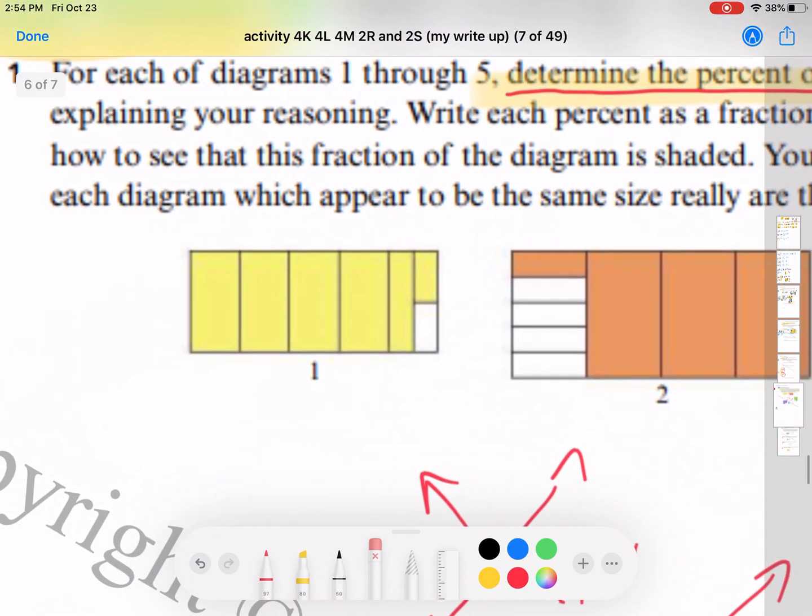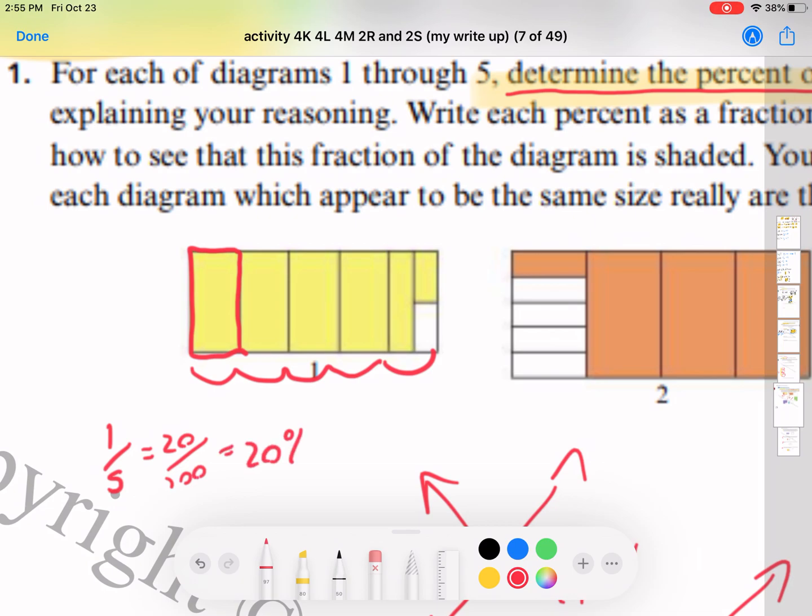So if we zoom in on this first one and we say, how much is shaded? Well, I have a whole rectangle, and that's 1, 2, 3, 4, 5 equal pieces. So this is 1/5 of the whole rectangle. But we already saw that 1/5 is equal to 20 out of 100, which is the same thing as 20%. So this is 20%, this is 20%, this is 20%, this is 20%. This was half of one of those, so that should be 10%. And this is half of that, so this should be 5%.